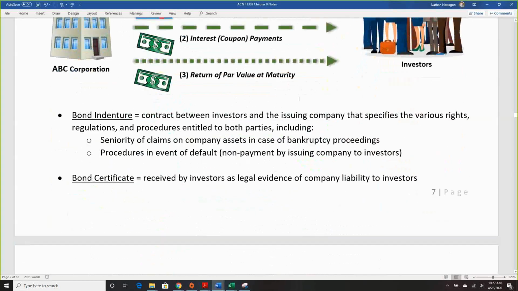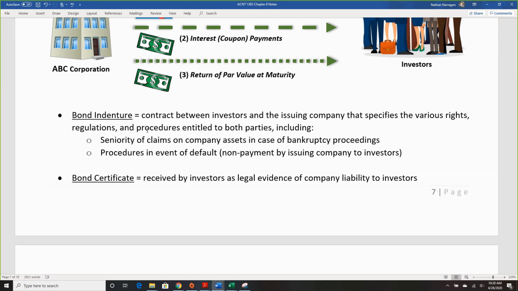So, again, you're going to receive the bond certificate. You're also going to receive something called a bond indenture. Basically, this is your contract. The legal mumbo-jumbo that comes with the bond. And it's going to go over lots of rights and procedures. The main ones it's going to hit is, of course, where do you fall in line in a bankrupt proceeding to basically claim on the company's assets? What's your seniority?